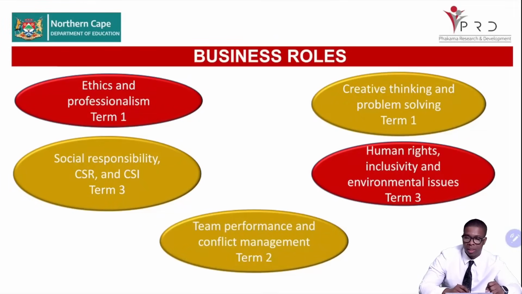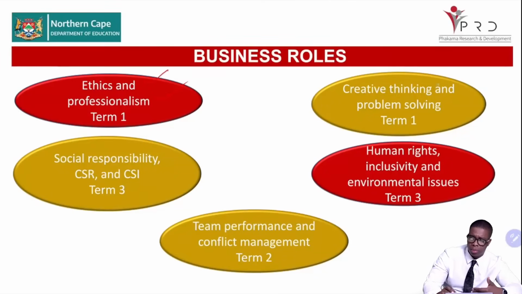You'll have questions demanding of you to answer ethics and professionalism, creative thinking and problem solving, social responsibility and corporate social responsibility and corporate social investment, human rights, inclusivity and environmental issues, team performance and conflict management. The understanding you should be having for business rules is that here the focus is on the role of the business, for instance, in being ethical and professional, to say what is the role that is supposed to be played by the business in order for the business to make sure that they are ethical and the workers are professional.